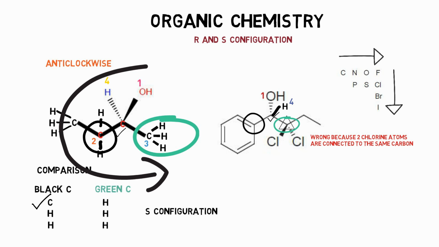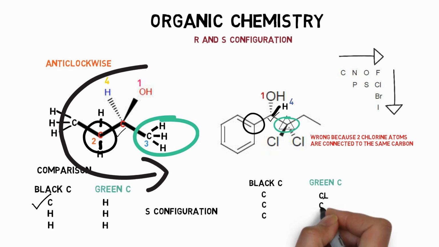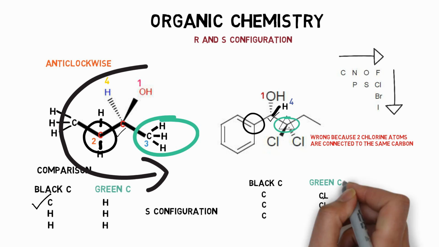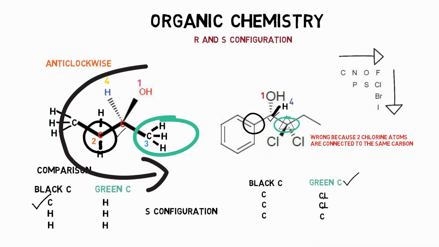Now what about the black and the green circle carbons? Which one will get the priority here? Let's do the comparison again. The black carbon has 3 other carbon atoms attached to it, and the green one has 2 chlorine atoms attached to it, first of all, and also a carbon atom. So chlorine atom has the higher atomic number than carbon atom, so we rank the green one as 2 and the black one as 3.